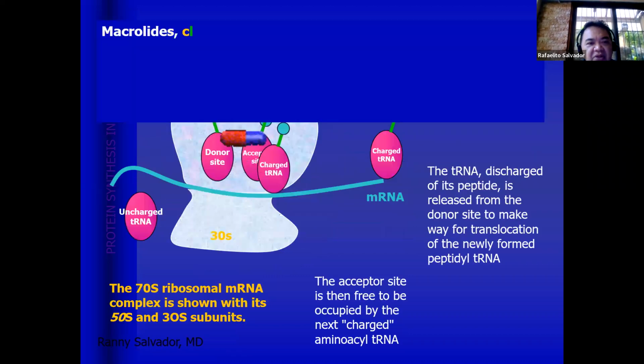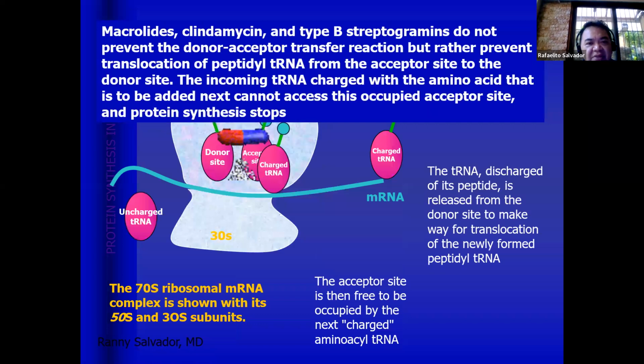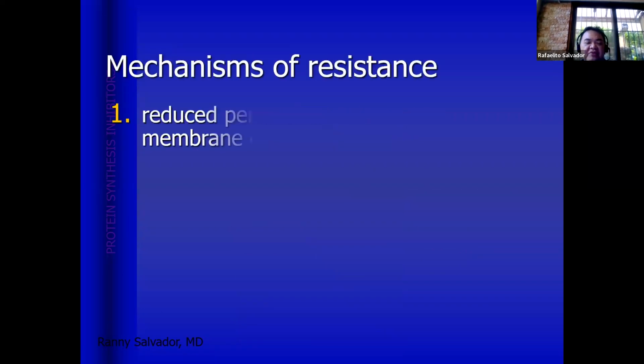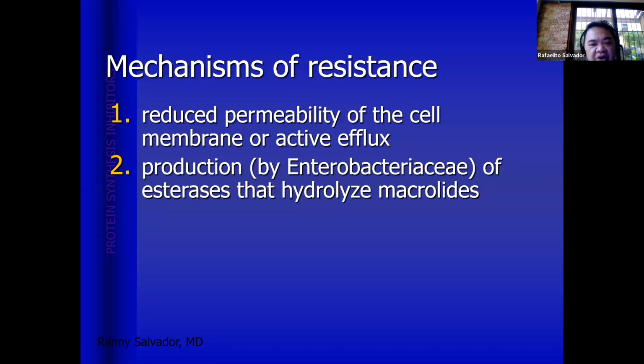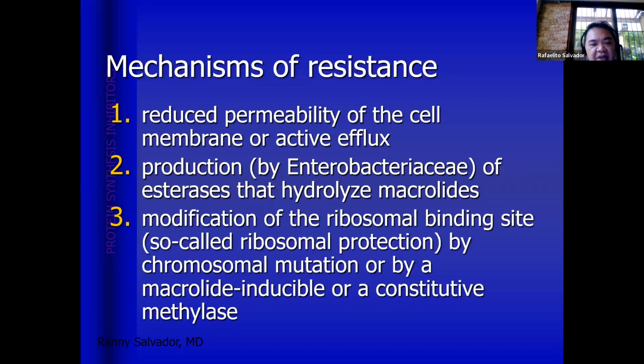So the macrolides, clindamycin, and streptogramins have the same action. Now the mechanism of resistance. Take note of the mechanisms of resistance, and of course you should know the mechanism of action. Here we see resistance to our antibiotics: reduced permeability of the cell or active efflux; production of esterases that hydrolyze macrolides; and modification of the ribosomal binding site by chromosomal mutation or by macrolide-inducible or constitutive methylase. This one is at the binding site.